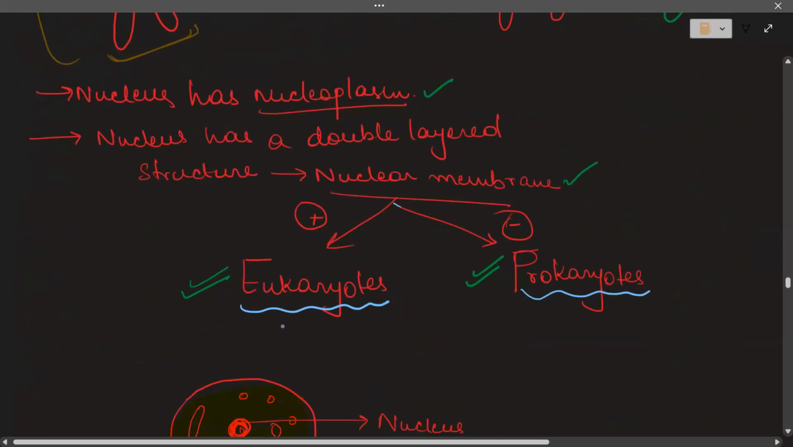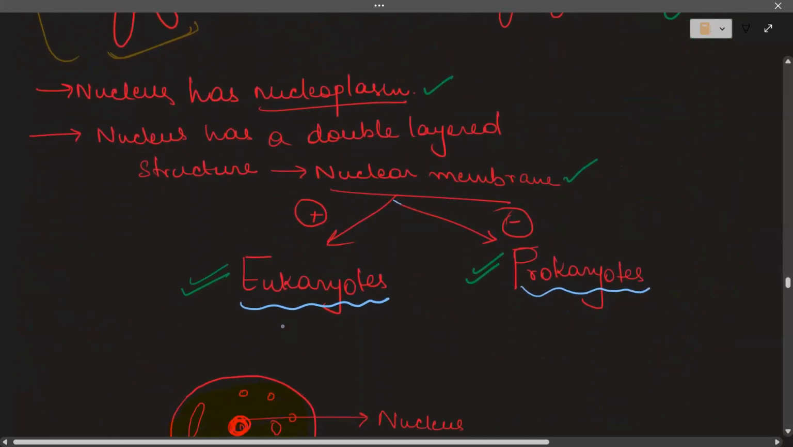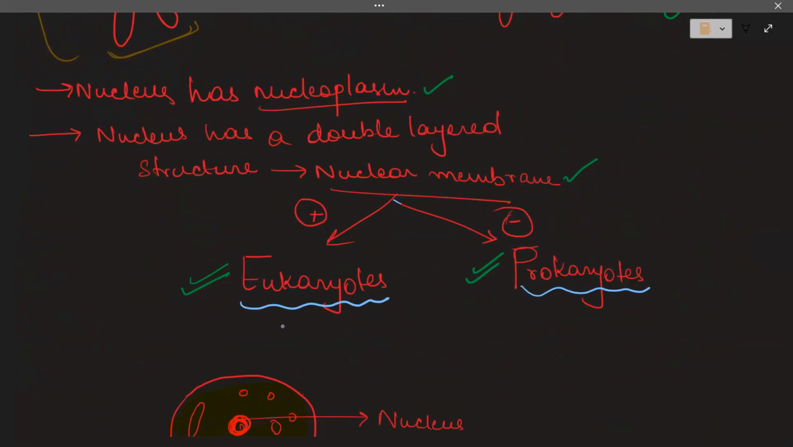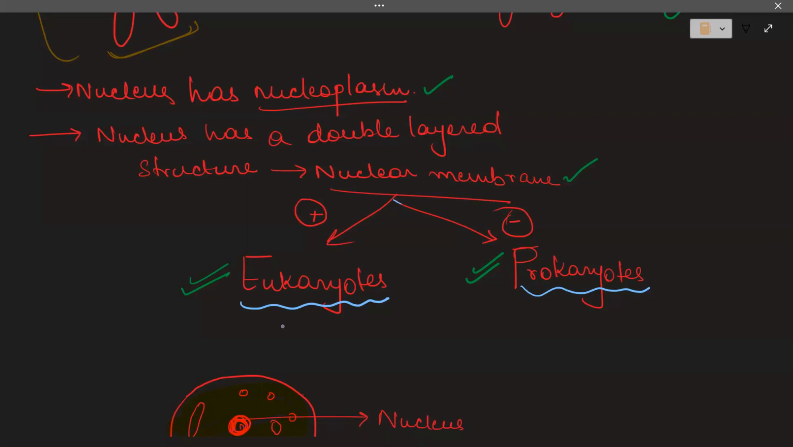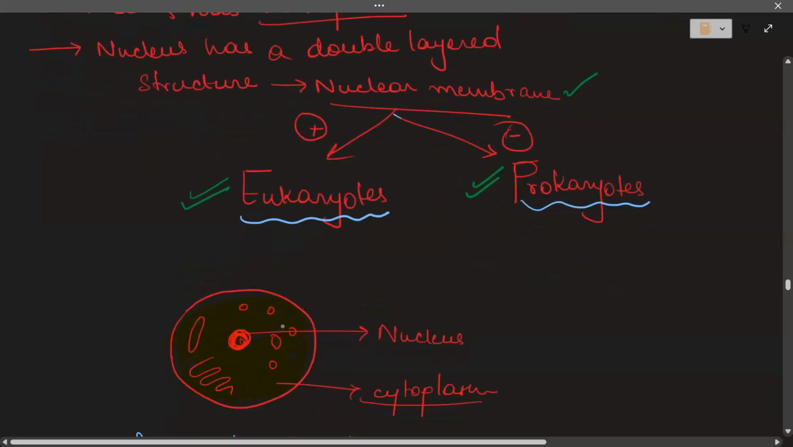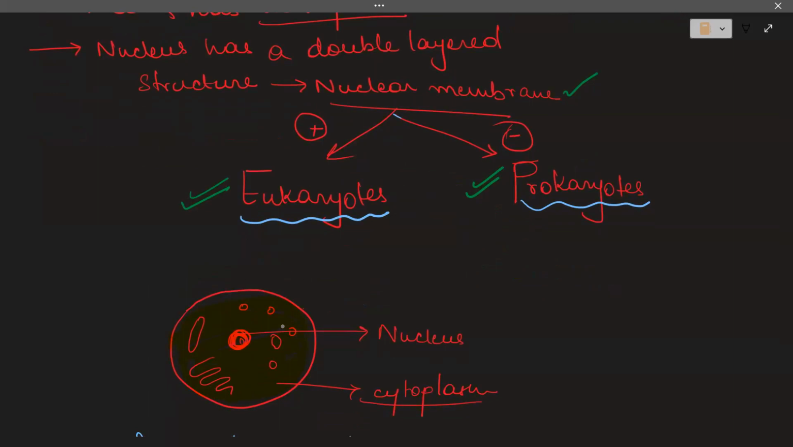Now talking about the nucleus, the nucleus has nucleoplasm. The nucleus has a double layered structure. Also, when the nuclear membrane is present, we'll call that organism a eukaryote. When the nuclear membrane is absent, we'll call that organism a prokaryote. So eukaryotic and prokaryotic organisms are those organisms that are divided depending upon the membrane of the nucleus. Is it clear? Yes. Okay.